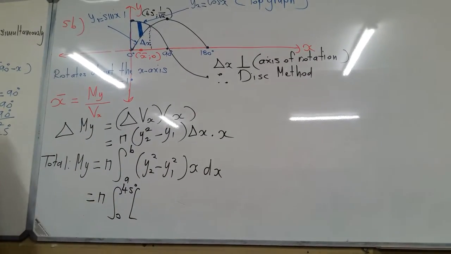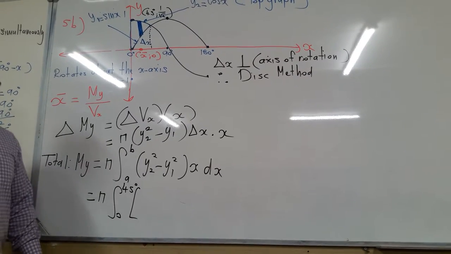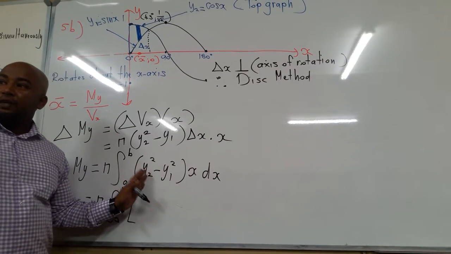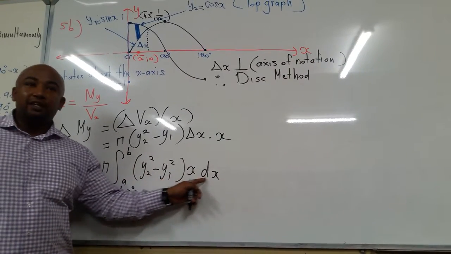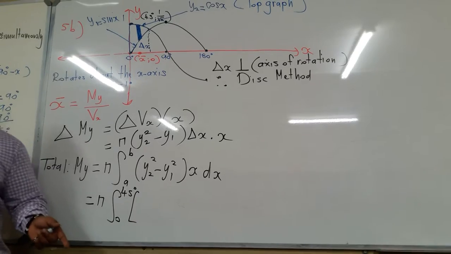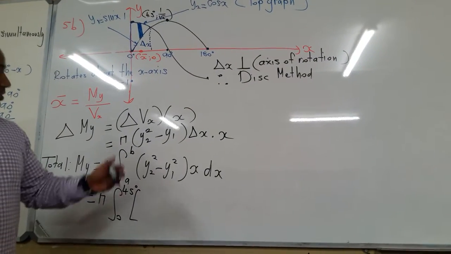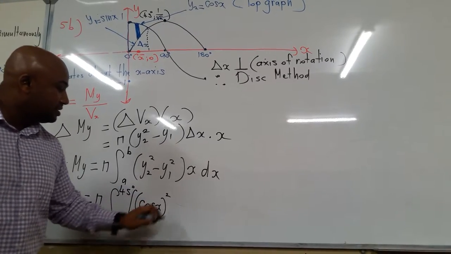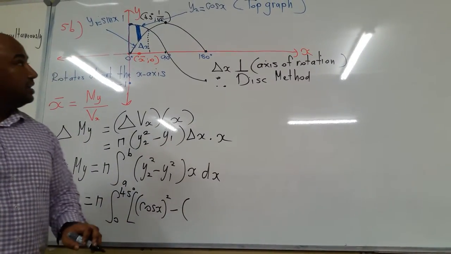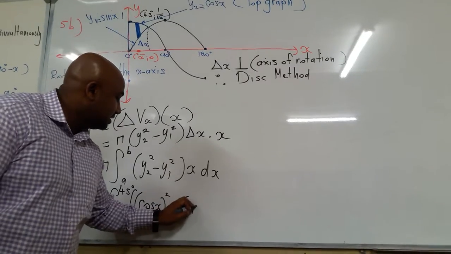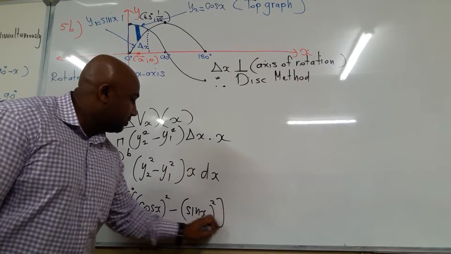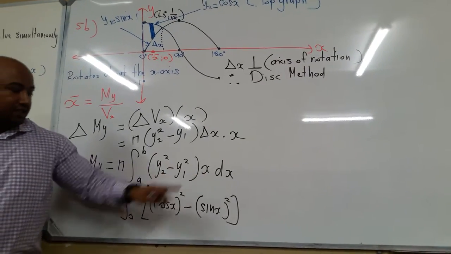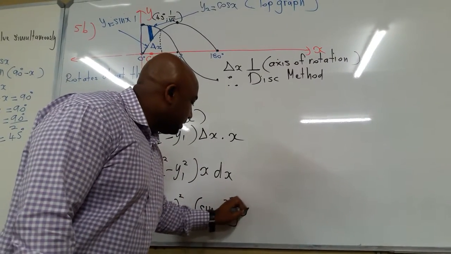So now what is y2? We need to replace y, manipulate the equation, get y in terms of x because this is dx. What is y2? Y2 is equal to cos x, it's all squared, minus your y1, which is sin x all squared. Is that all? Don't forget there's an x here. So we need to multiply by x.